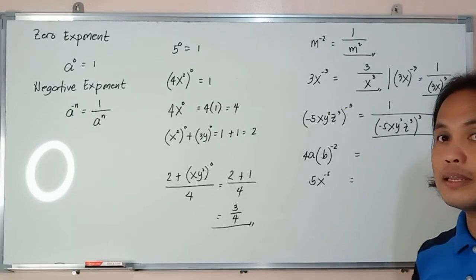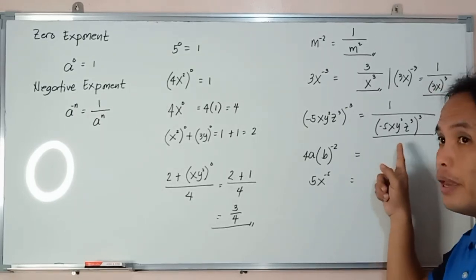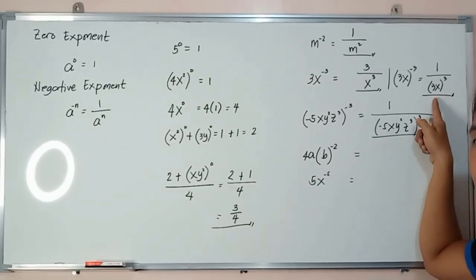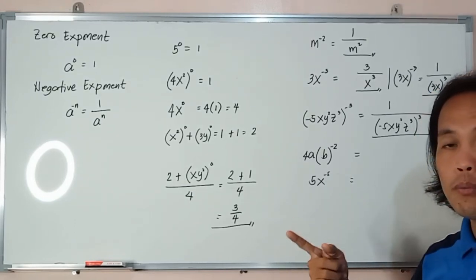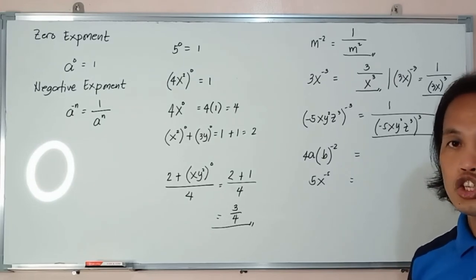But actually, we can simplify further by using the law on power of a product. But this time, we will just remain at this point here. Also, with this example, we can express this one, 3x quantity cubed, apply the law on power of a product, so that becomes 27x cubed.